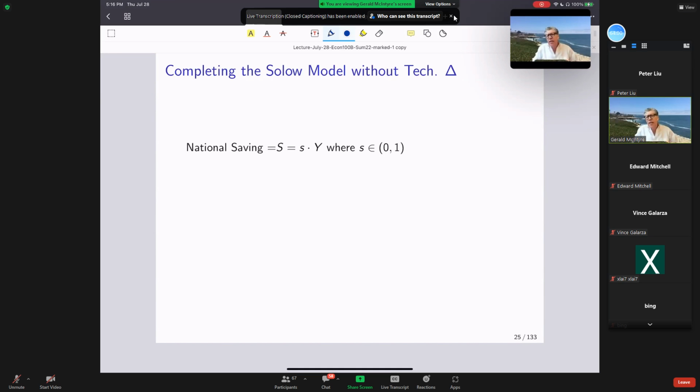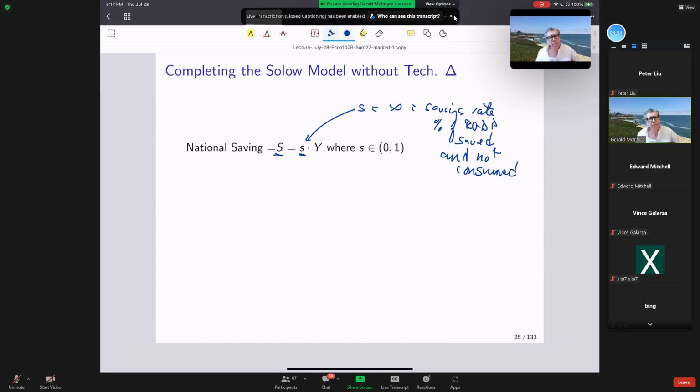Here we're saying national savings, capital S, is some fraction small s of real GDP. Small s here, I usually write it like this because I can write it, is the savings rate. It's the percentage of real GDP that is saved and not consumed. And it's a fraction between 0 and 1.